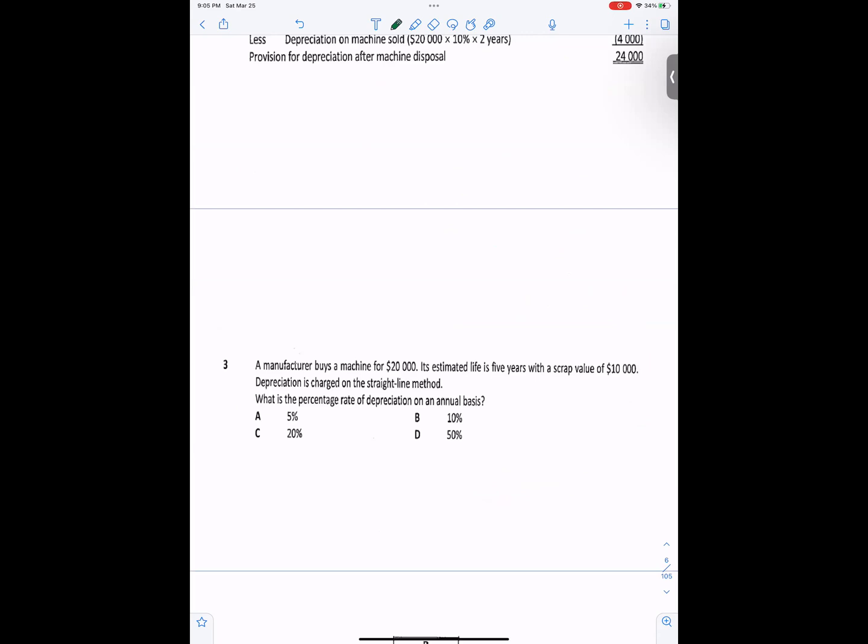Come on, third one. Read and try to do it yourself. How do you find the depreciation? You have to do 20,000 minus 10,000 upon 5. Minus scrap value, minus residual, divided by useful life. So what is the depreciation?